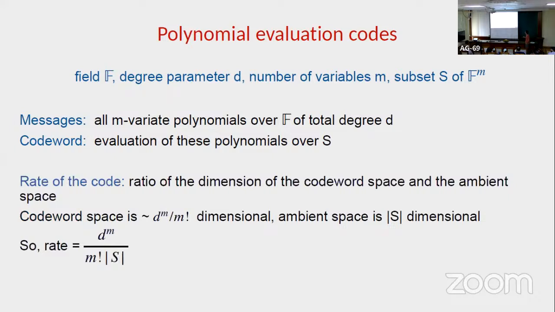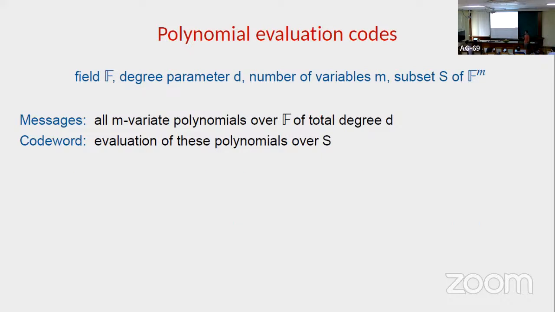Yeah, good point. Think of F as being some large finite field, or in fact, you could even think of this as being an infinite field if you don't care too much about the coding theoretic complications. So F should be large enough. If F is tiny, then many of these things break.